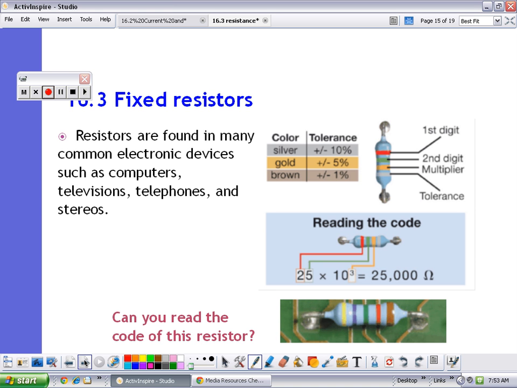Okay. And this here is an example of how you can read the code on a resistor. So you have a first digit, a second digit, the multiplier, and then the tolerance. So reading the code, it gives you the number of 2 and 5, and you multiply that by 10 to the 3, and it gives you your total ohms of what the resistance is.